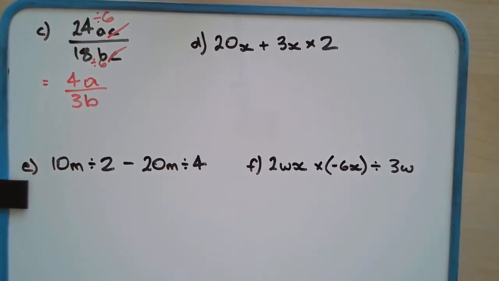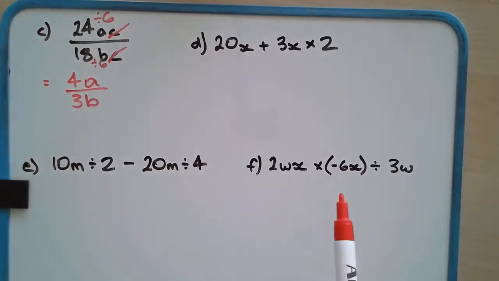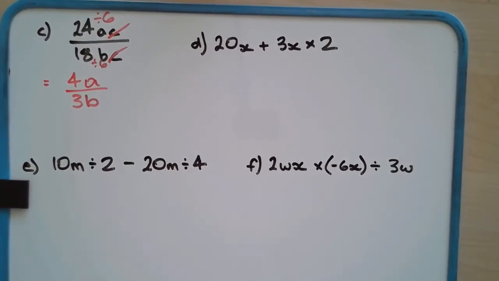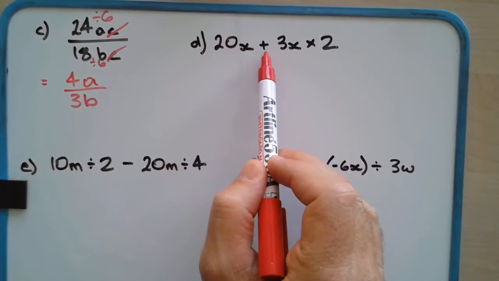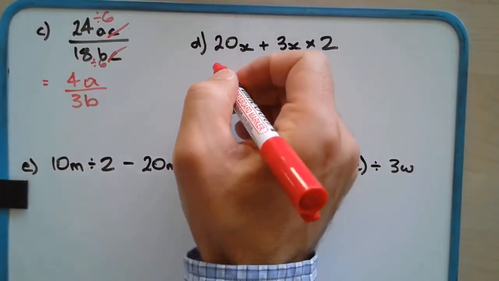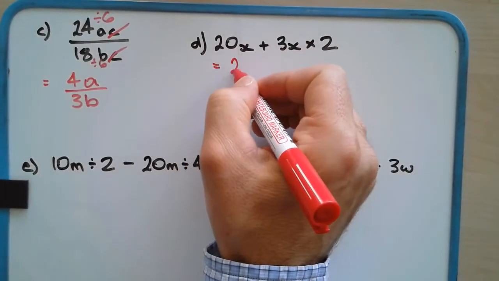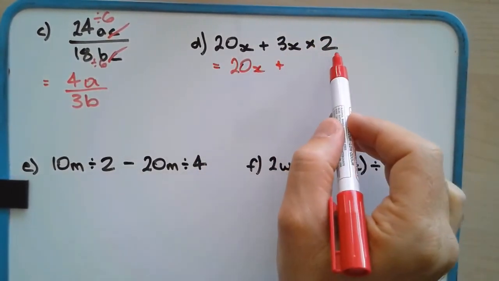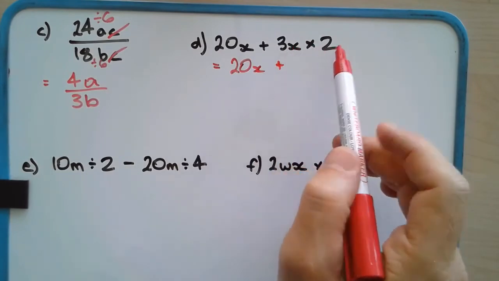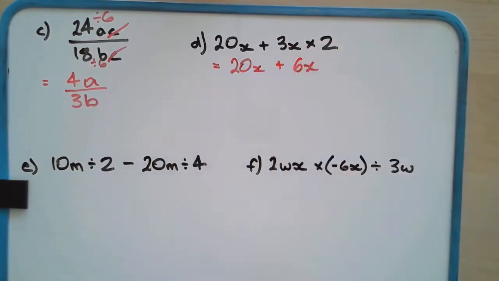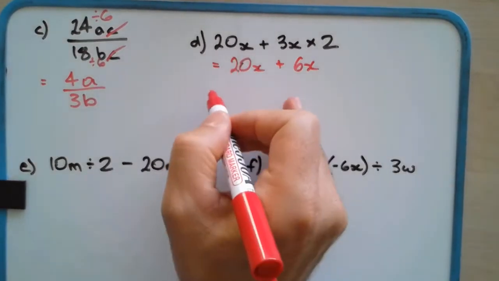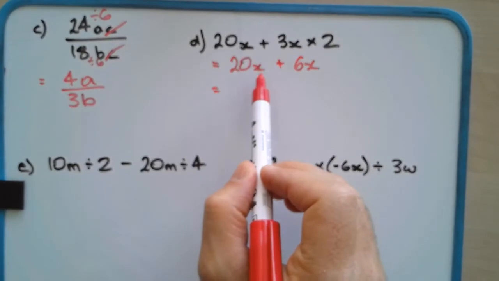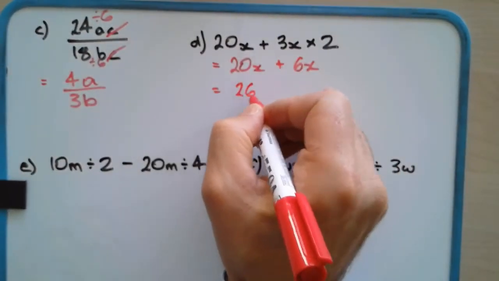Let's have a look at part D. So part D, in fact, E and F are just highlighting BIDMAS, because sometimes we can have an expression that involves mixed operations. So the first one involves an addition and a multiplication. So the first thing we do is apply BIDMAS first. So 20x plus 3x times 2. So we multiply the 3x by 2, and that gives you 6x. Finally, we just add, and we can collect the like terms or combine the like terms. So 20x plus 6x is 26x.